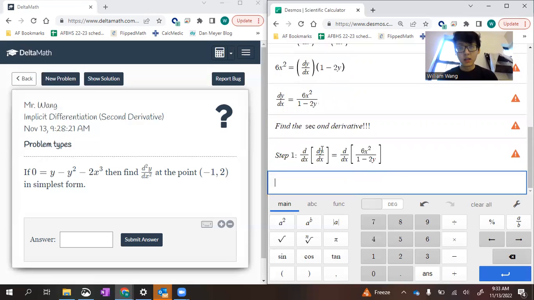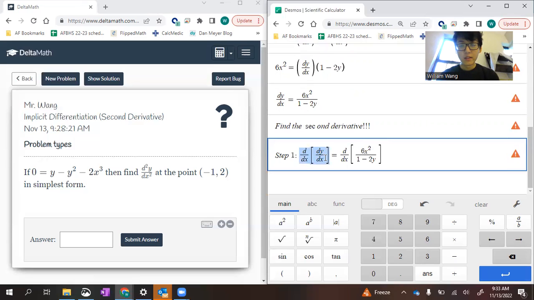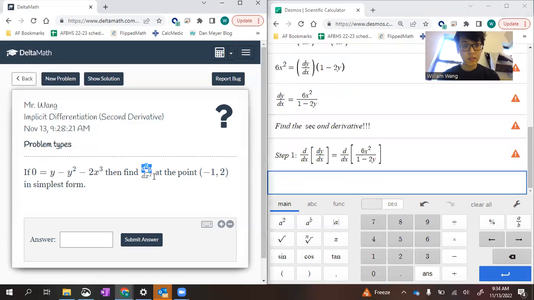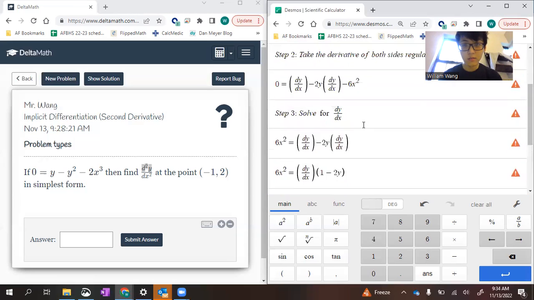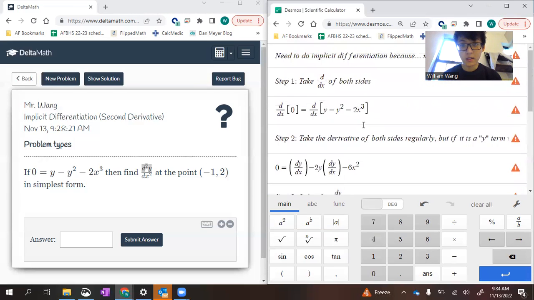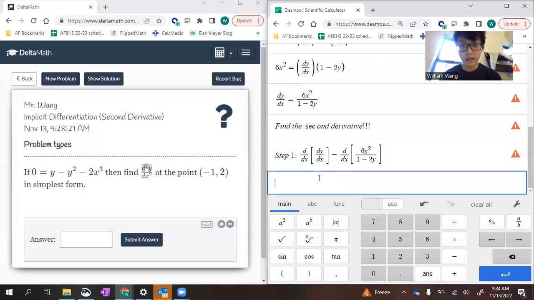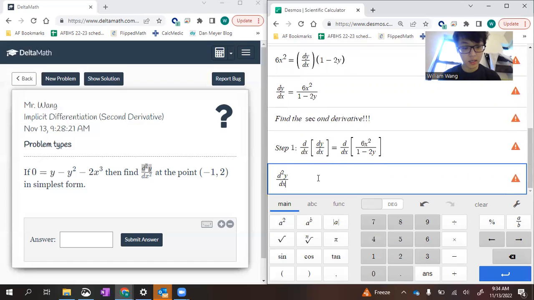All right. The derivative of dy over dx is going to be my second derivative. It's going to be d2y. Let me just copy and paste this actually. Oh, never mind, I didn't write it yet. It's going to be d2y divided by dx squared.